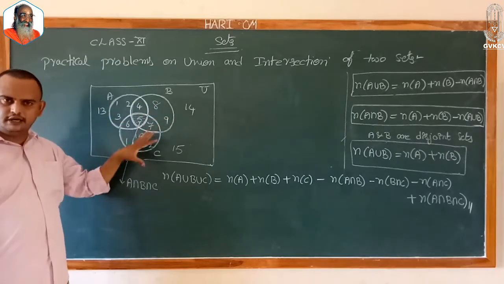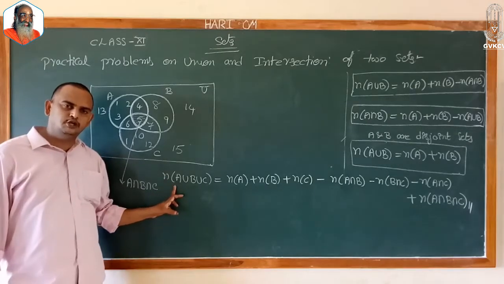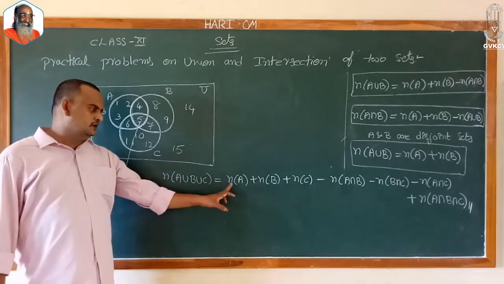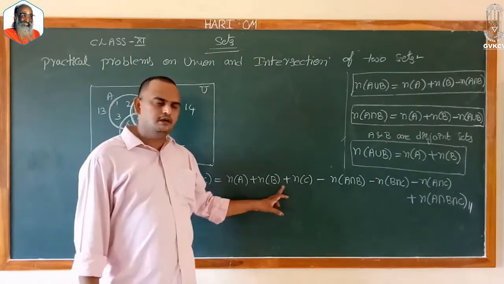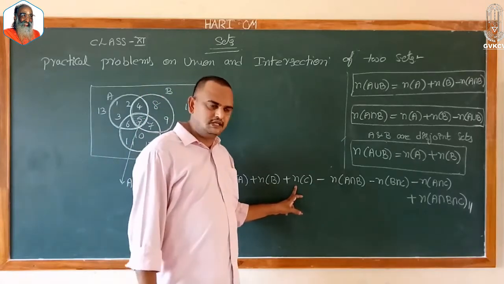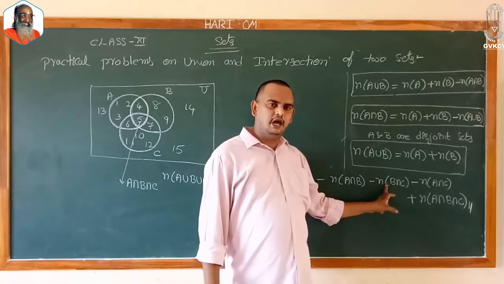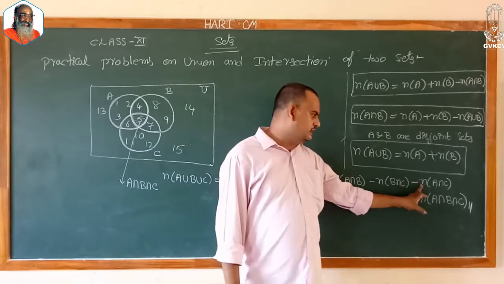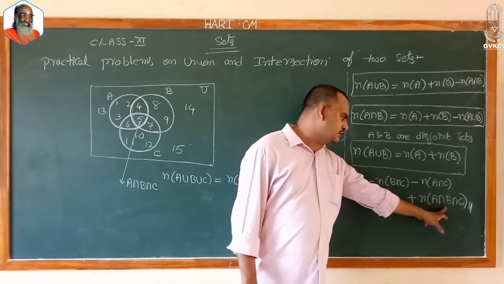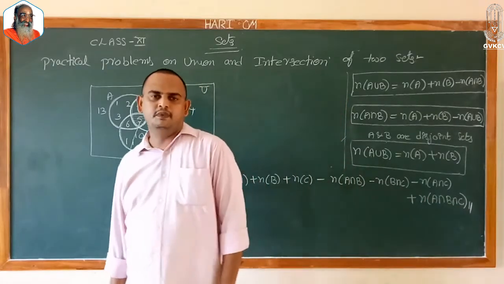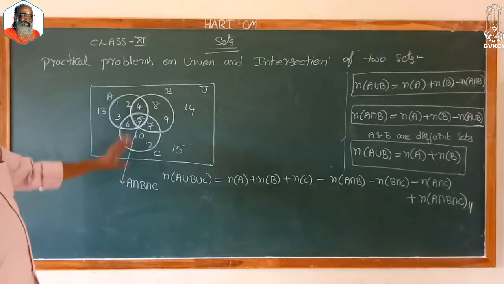Whenever you have these kinds of sets, what is the formula for the number of elements in A union B union C? Number of elements in A plus number of elements in B plus number of elements in C minus N of A intersection B minus N of B intersection C minus N of A intersection C plus N of A intersection B intersection C. This is the formula.